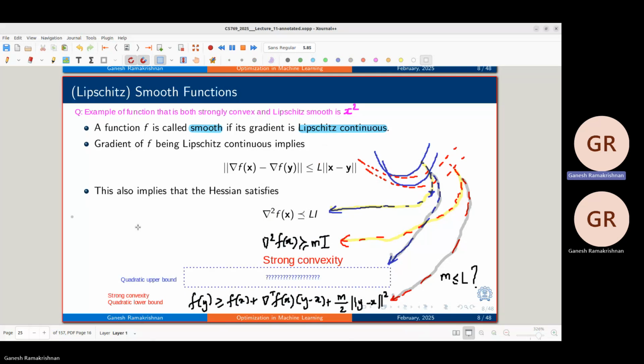F of y less than or equal to f of x plus this dot product. And as we are pointing out, this m will get replaced by L. So m by 2. So this is my equivalent Lipschitz smoothness condition. And now you start seeing the tussle, right? Convexity was getting a very free ride.